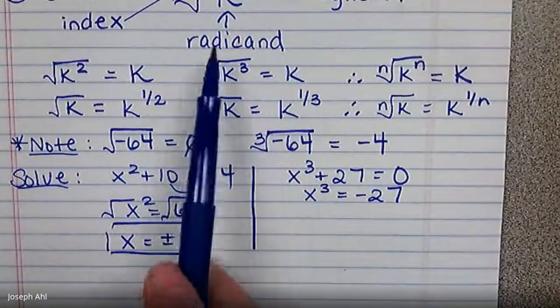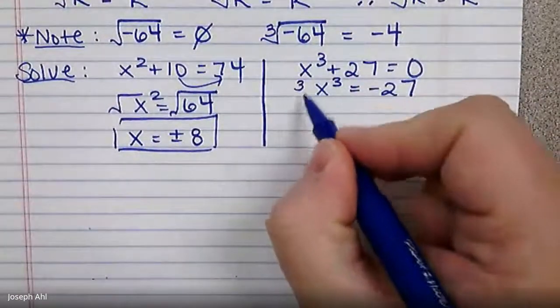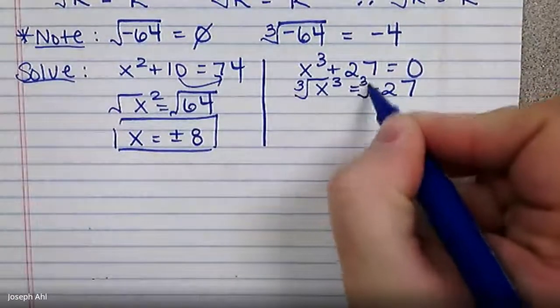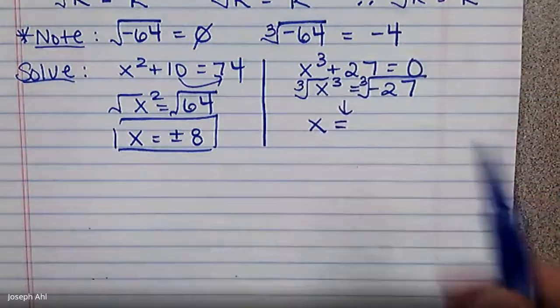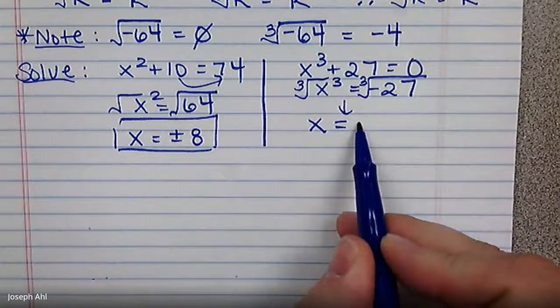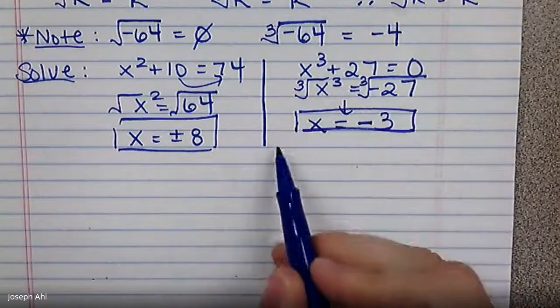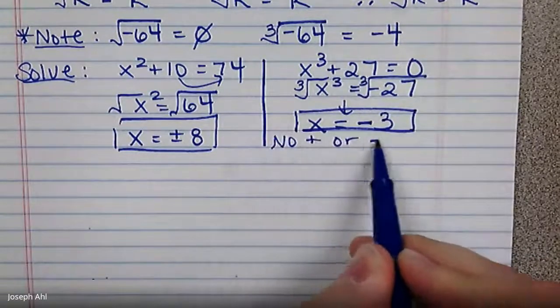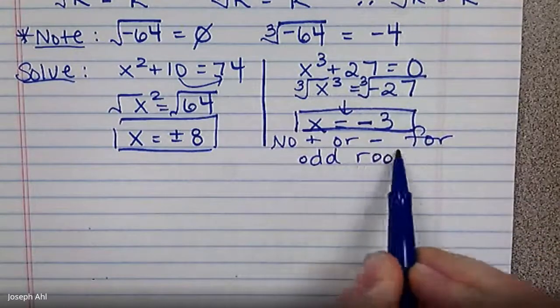I should take the cube root of both sides. So just make sure you're using the appropriate root here. It's the cube root of this side and the cube root of that side. And in the end, we get that x equals the cube root of -27. Be careful here, it is only -3. So we have no plus or minus if we're dealing with odd roots.